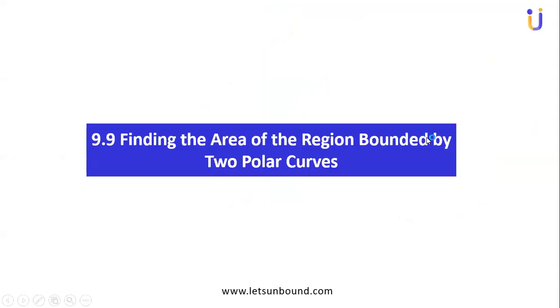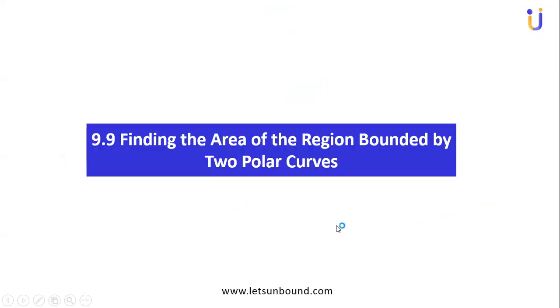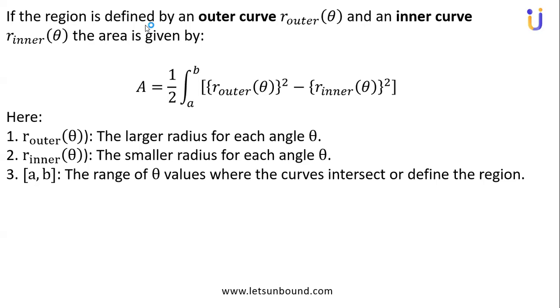Okay. Now that's it. We have added every term, and 6 pi square units is the answer for this. This is the polar region, finding the area of a polar curve. Right. Next, what if the region is defined by two polar curves? Let's see. If the region is defined by an outer curve, outer r theta, and an inner curve, inner r theta, the area is this. It's very similar.